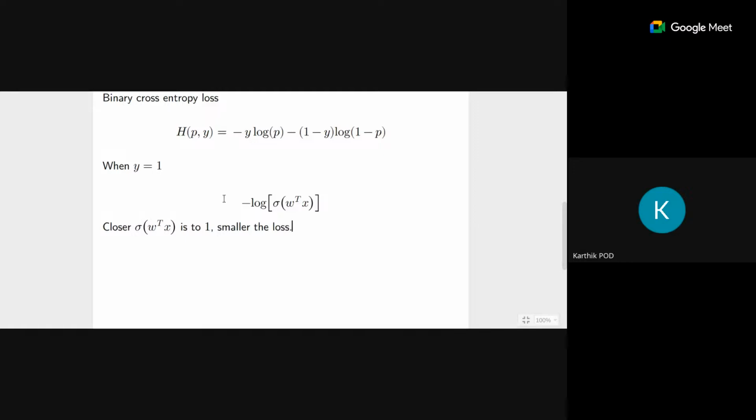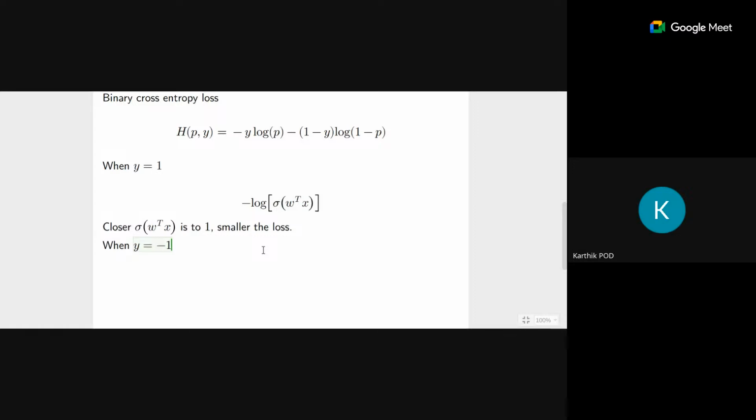Why is it small? Because you're confident in your classification. This is close to 1, so log of that is close to 0, so the loss is smaller. Now, you must note that this value is greater than 0, because it is a fraction. The log of that fraction will be negative, so the negative of that will be positive. So this loss is always positive.